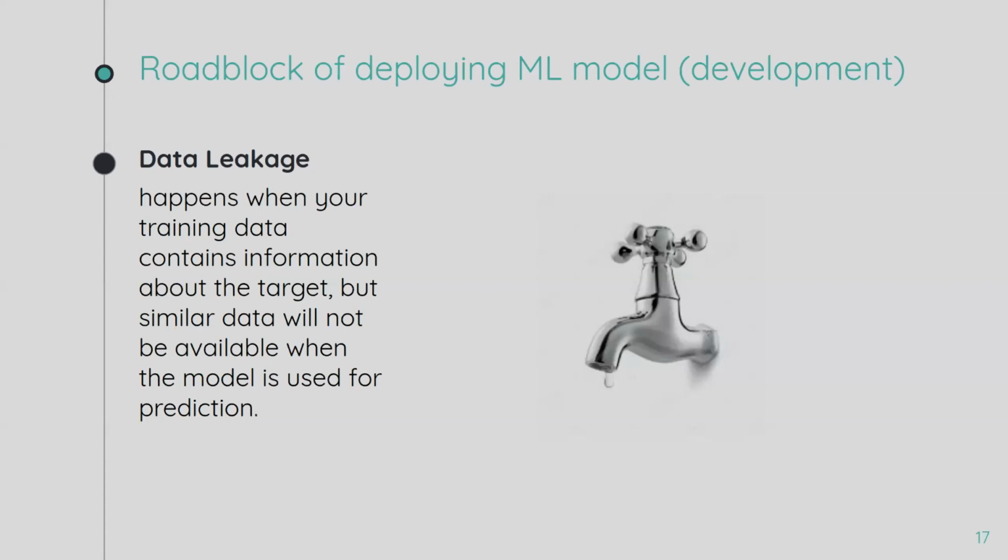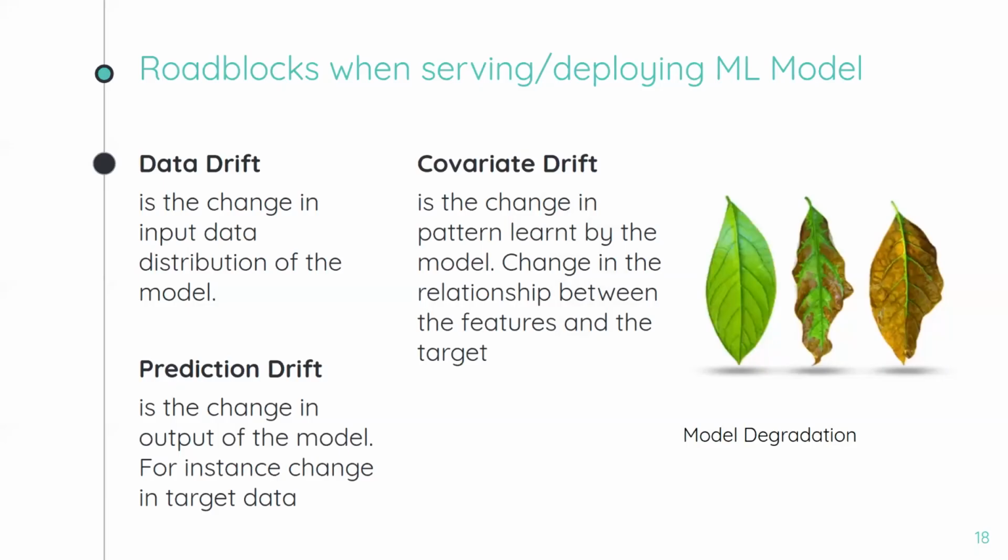Another roadblock is what we call covariance drift. Our model learns by understanding the pattern between your features and your target. But if there's a change in the relationship between your features and your target, then our model is going to perform poorly. And this happens during deployment, because when you make your model usable, the users are going to put in different things. So that's why we have all these problems like data drift, prediction drift, and covariance drift.